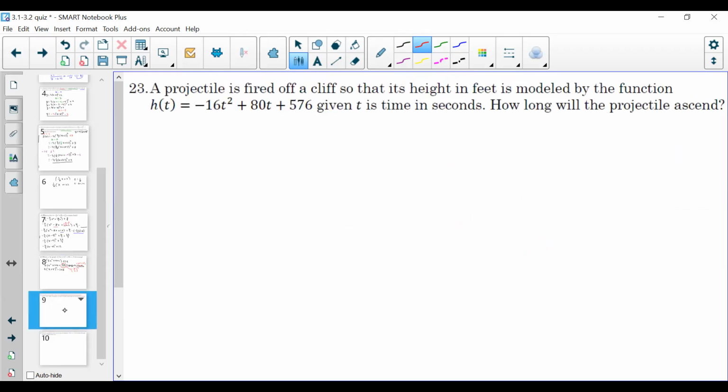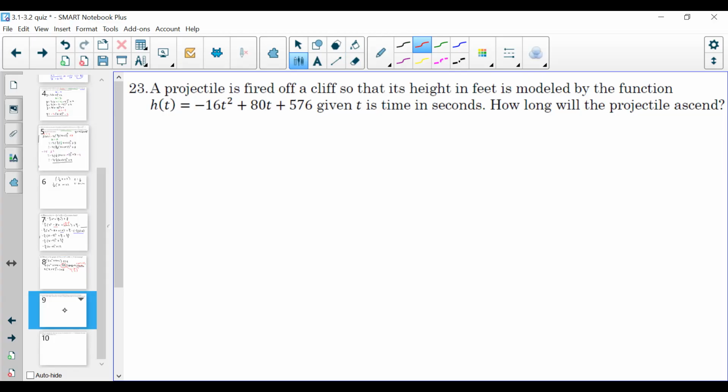23, what did I say? We're on slide 9, number 23. All right, 23. A projectile is fired off a cliff, so its height in feet is modeled by the function h of t equals this, where t is time in seconds. How long will the projectile ascend?